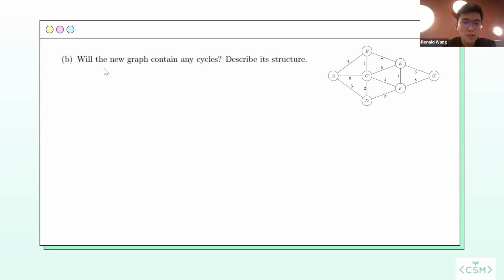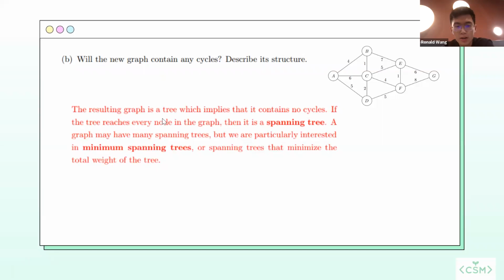Now, part B, will the new graph contain any cycles? Describe its structure. All right, and once again, by definition, the graph is a tree, right? And trees contain no cycles. Now, there are 2 specific subsets of trees that we're interested in looking at, right? A tree can be any combination of vertices and edges that fulfill the properties of a tree, right? But there is another unique subset of the tree class, which is a spanning tree.